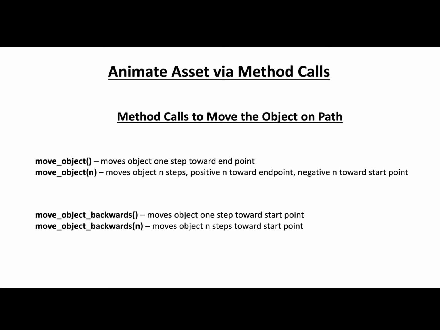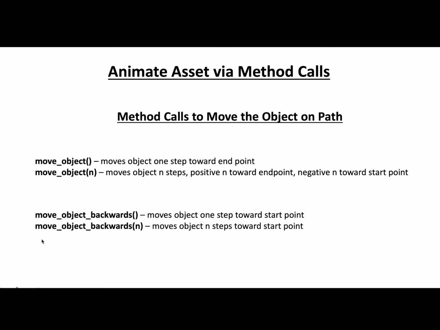Next, let's look at the animation method calls that are available. First, we have two ways in which the movement of the object on the path can be specified. Move object can either take no parameters or an integer value. If it is passed no parameters, it will move the object one step closer to the endpoint, and if a parameter is given, it indicates the number of steps the object should move. If the n is positive, it will move the object closer to the endpoint, and if it's negative, it will be moving it closer to the starting point.